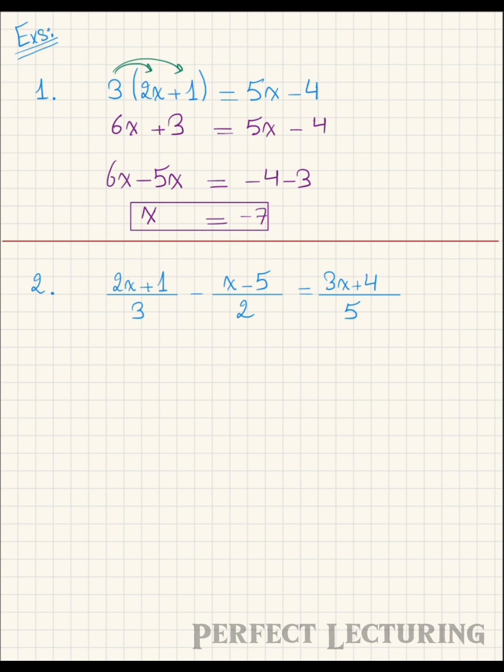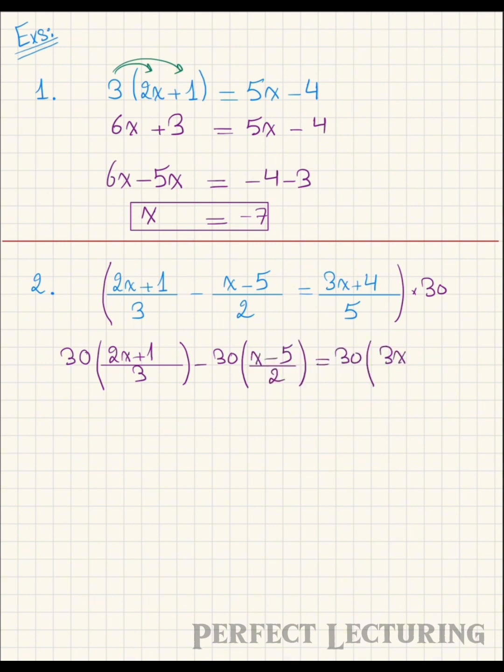In exercise 2, we repeat the same scenario, but here we have denominators. In general, if there is a way to get rid of all the denominators, it'll be faster and easier. Can I do that? The answer is yes. The first thing I have to do is to look for a number which is divisible by all the denominators at the same time. In this case, it is 30. So I multiply the entire equation by 30, which means 30 multiplied by the first term minus 30 multiplied by the second term is equal to 30 multiplied by this term, (3x + 4)/5.